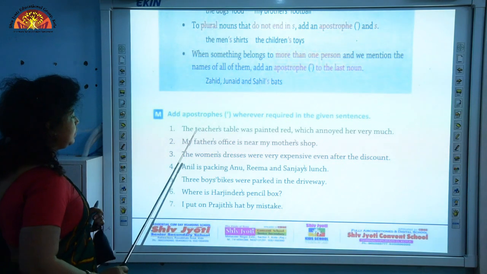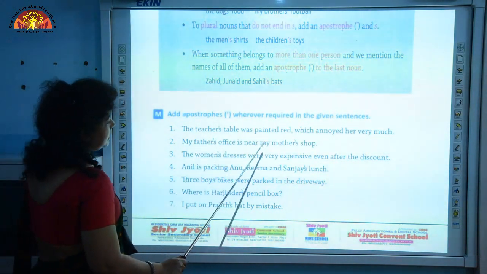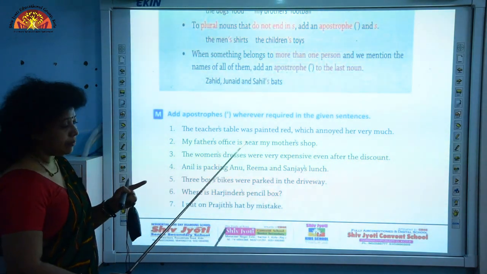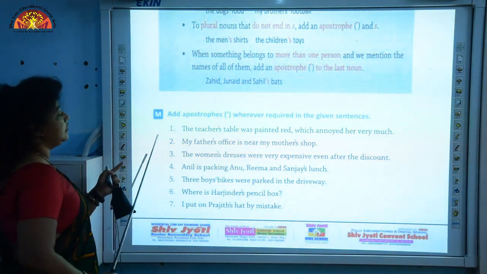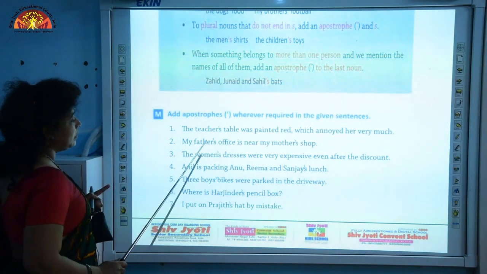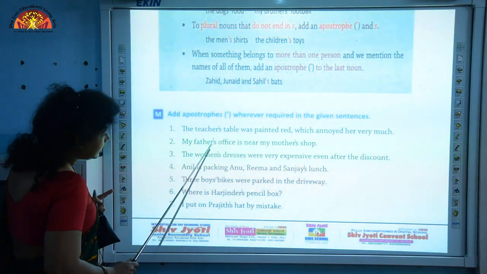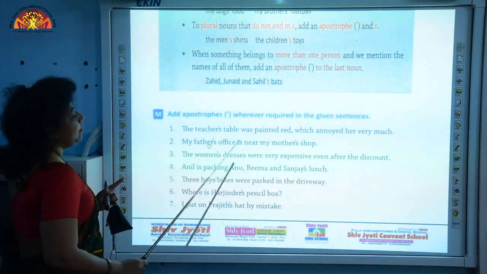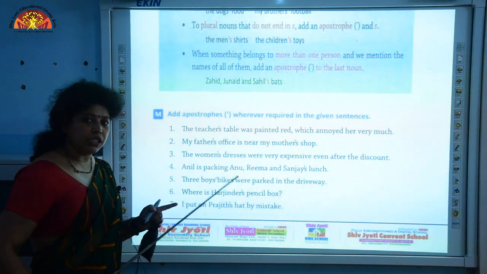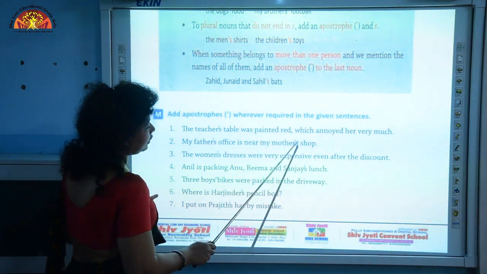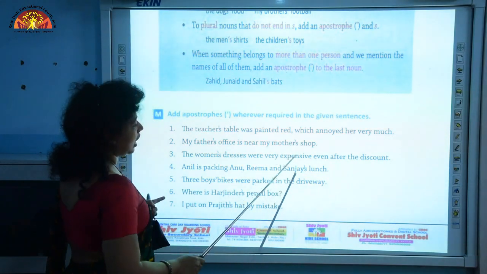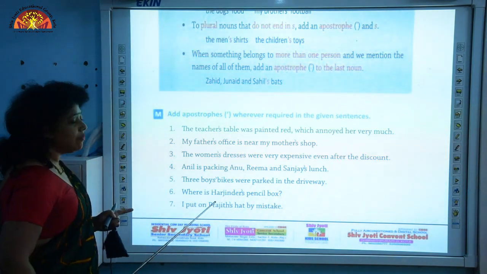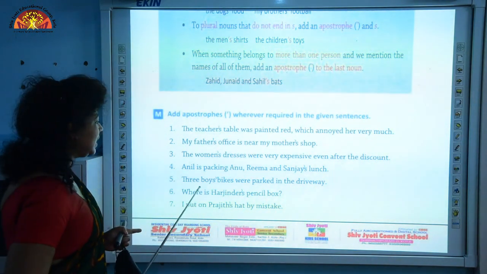Let's come to question 2. My father's office is near my mother's shop. Whose office? Father's office, so put an apostrophe after R. Now whose shop? Mother's shop. We put an apostrophe after R, indicating that the shop belongs to the mother. In the same way, children, I want you to do the rest of the exercises.